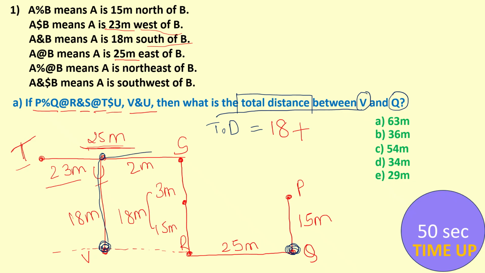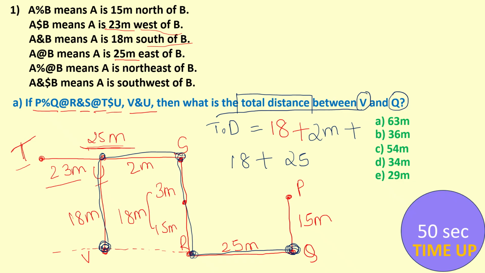From here to here, this is how much? 2 meter. Then plus from S to R will be 18 meter. Then plus R to Q will be 25 meter. So this is the total distance traveled from V to Q.